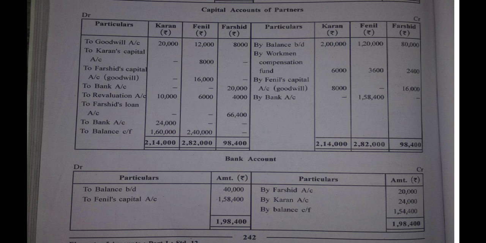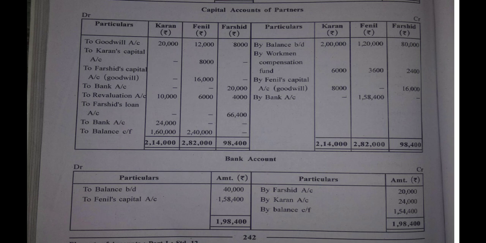Alright. So bank account, the total of debit side is higher, which is 40,000 plus 1,58,400. 1,58,400 plus 40,000 gives you 1,98,400, minus 20,000 minus 24,000, and the balancing figure is 1,54,400. Yes, this is the closing balance for bank account. Closing balance of bank.